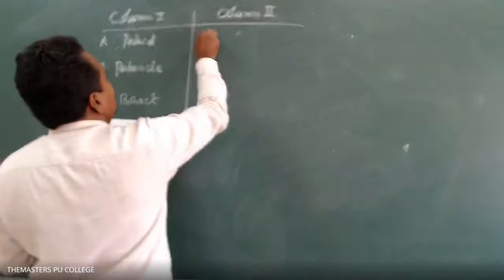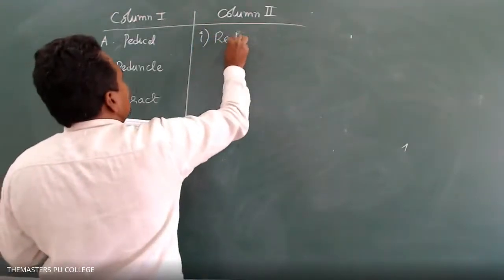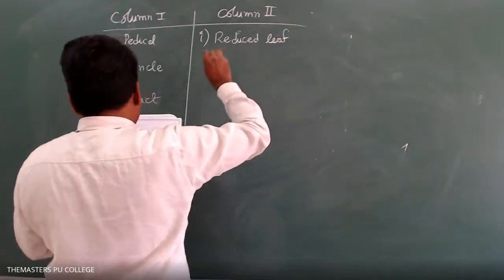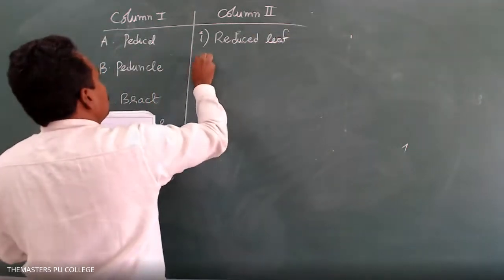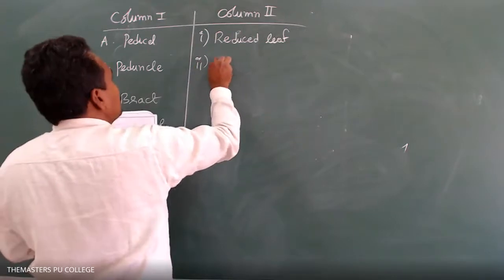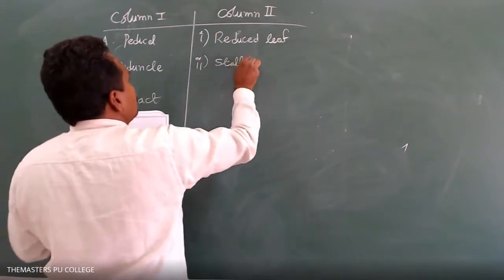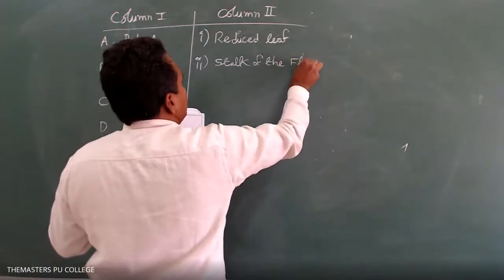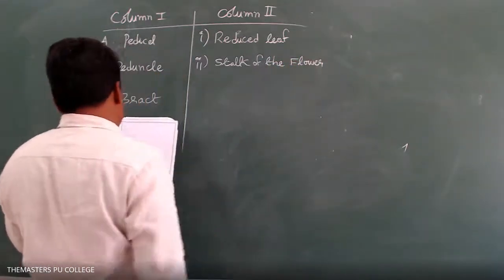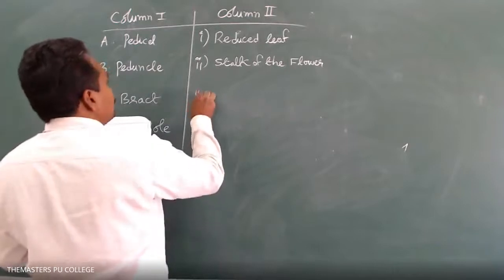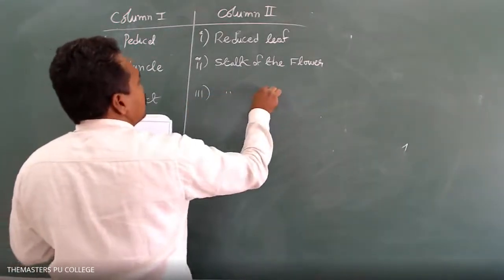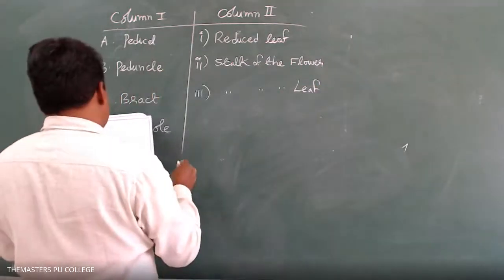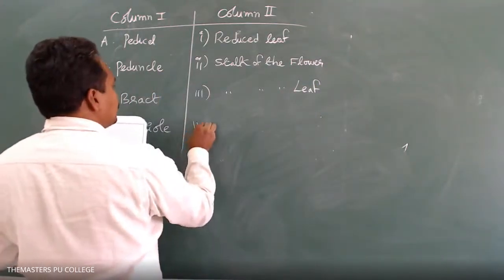One is reduced leaf. Stalk of the flower. 2 is stalk of the flower. 3 is stalk of the leaf. 4 is inflorescence axis.